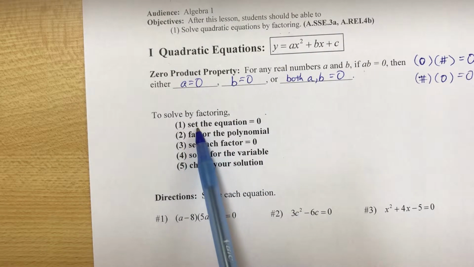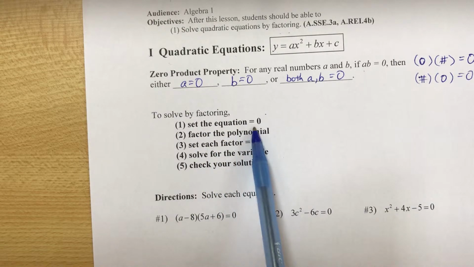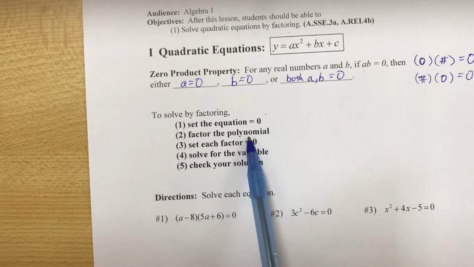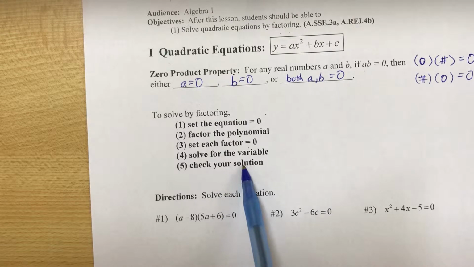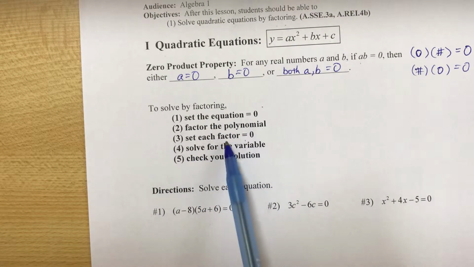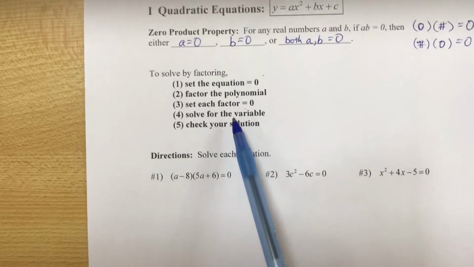In order, we're going to set the equation equal to 0. We're going to factor the polynomial if we can. We're going to set each factor equal to 0. We're going to solve for the variable, and then we're going to check our solutions. Okay, so that doesn't make a lot of sense yet, but let's look at some examples.